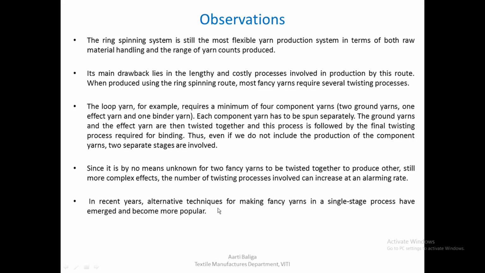In recent years, alternative techniques for making fancy yarns in a single stage process have emerged and become more popular. As we have already seen, alternative techniques that we have studied earlier to make normal yarn can also be used to produce fancy yarns of loop types, where DREF is used, as well as the hollow spindle technique. The most widely used of all these new techniques is the hollow spindle system. We have seen how easy it is to produce on a hollow spindle system, just in a single stage, without much of the preparation that might otherwise be required.